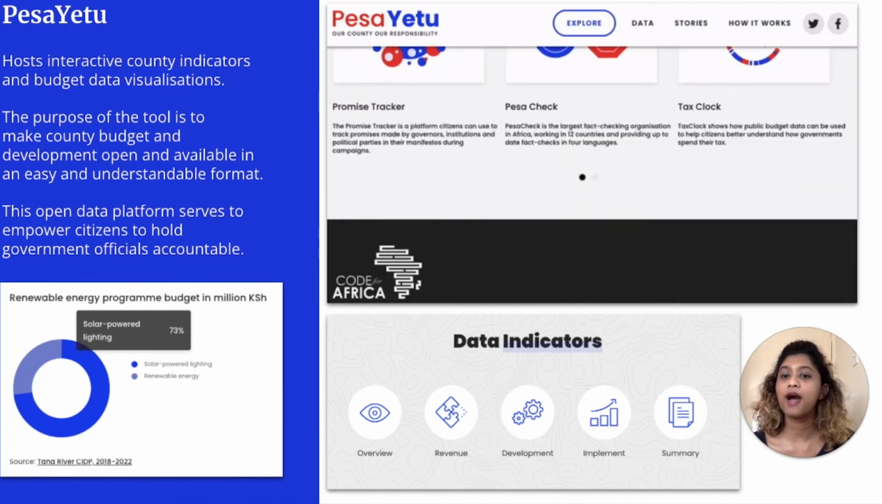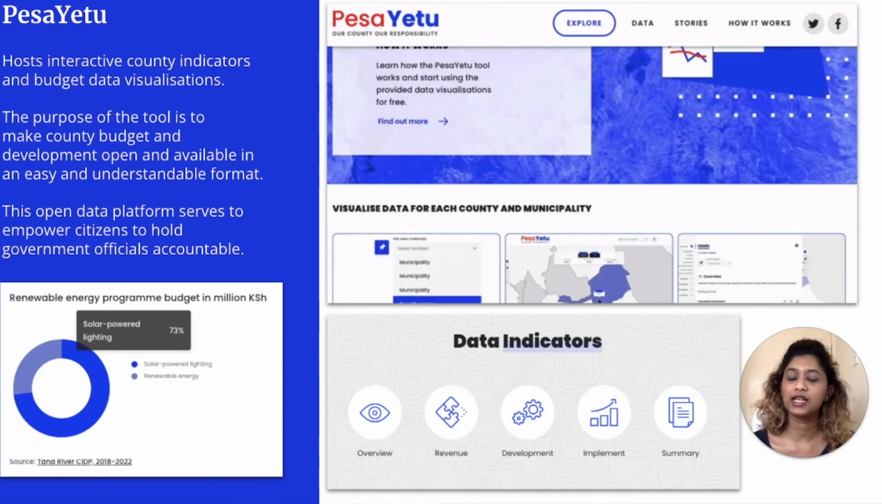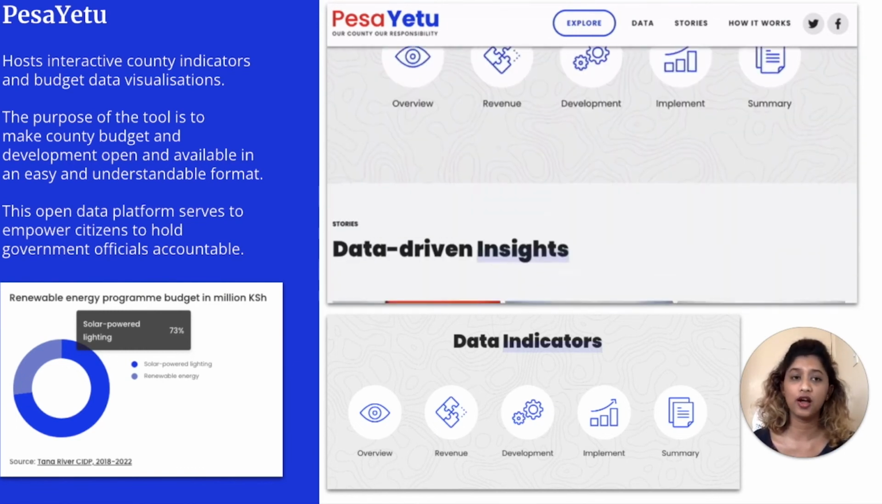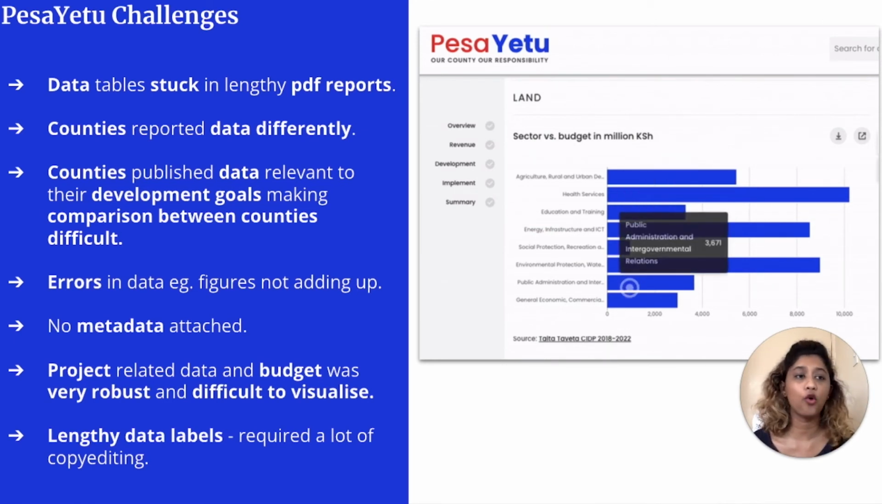We had to scrape hundreds of data sets from each PDF into a spreadsheet, clean them, upload them to the database, and then create the interactive charts. Again, some of the challenges we experienced with Pesa Yetu are the same challenges we experience with many of our projects. We had to scrape hundreds of tables of data from PDF reports.